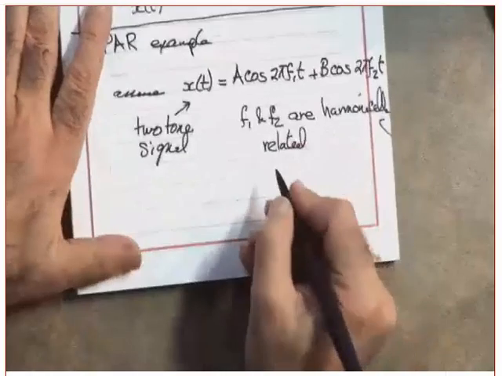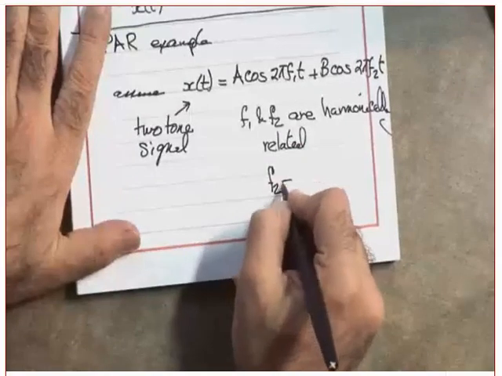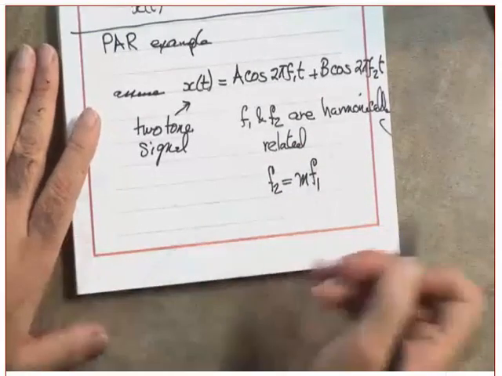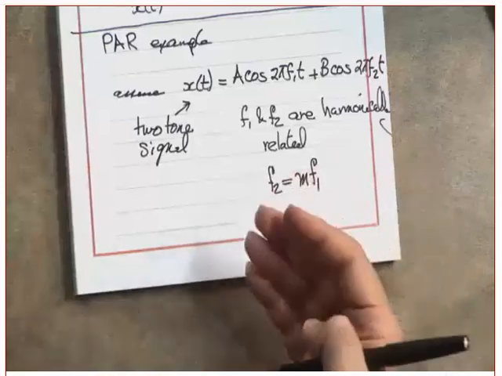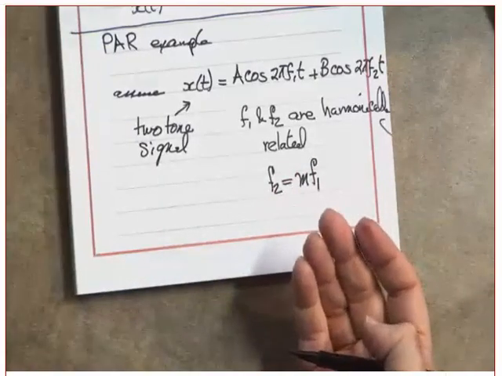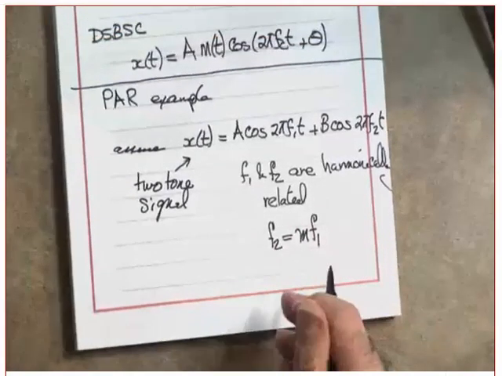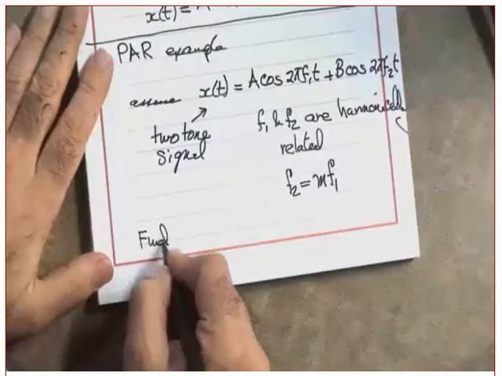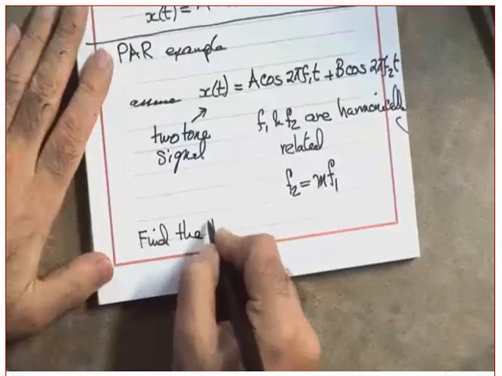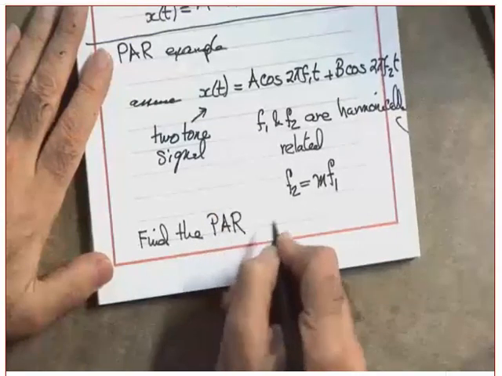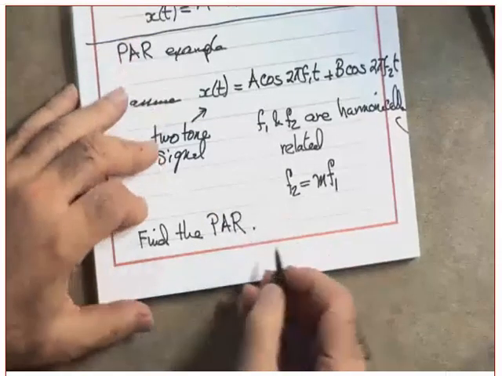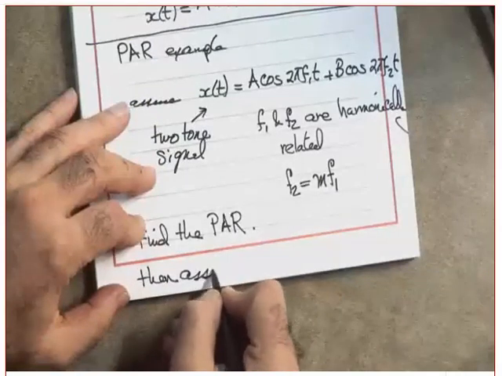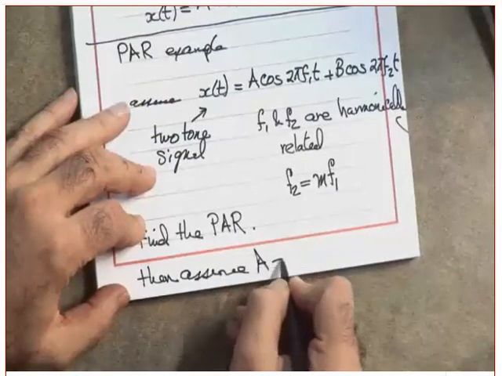When I say harmonically related, it means f2 is equal to M times f1, and M is an integer, or vice versa. Did you answer what I just said? Harmonically related? M is an integer. Okay. And the question is what? Find the power of this signal. Then, by the way, assume A is equal to what?